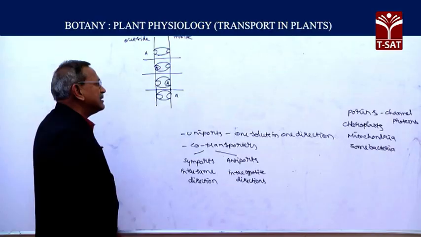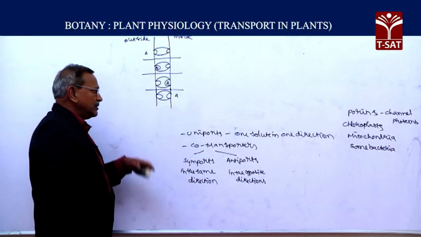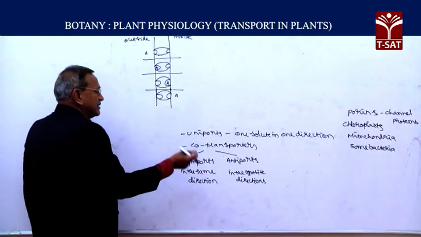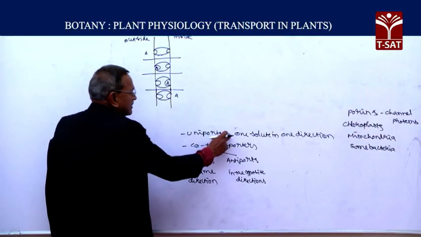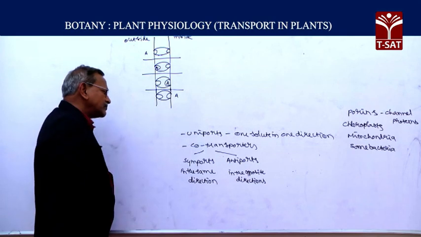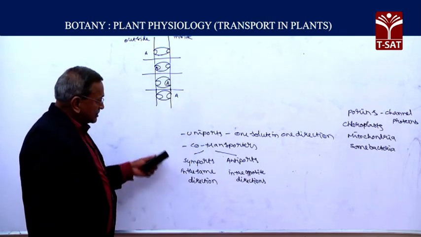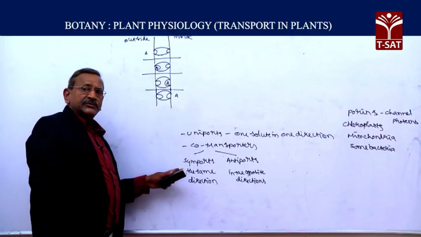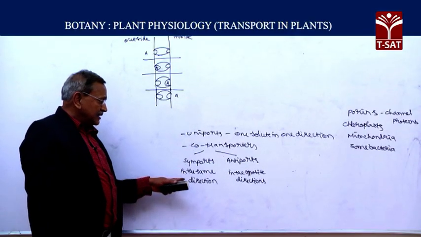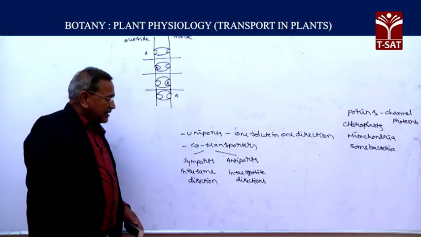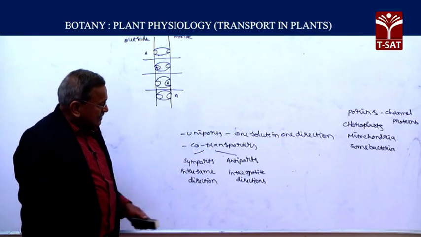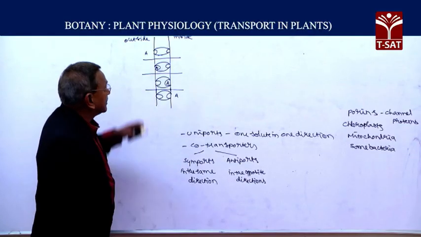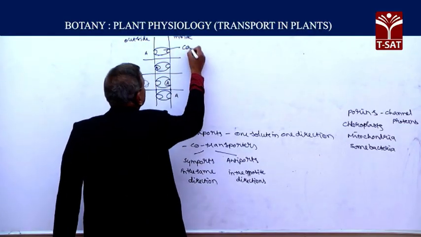If only one solute molecule is transported at a time, then it will be called uniport, and if more than one solute molecules are transported at the same time, it will be co-transport. If it is in the same direction, it will be symport, and if it is in the opposite direction, it will be antiport. And these require carrier protein. This is the carrier protein.